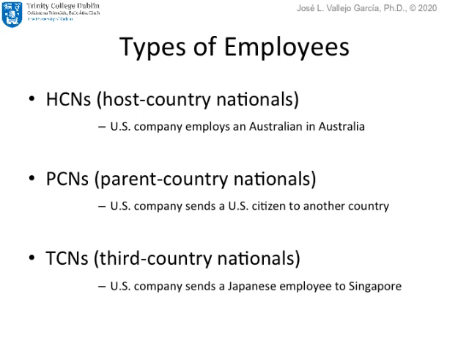The next one is parent country national. What is this? A US company sends a US citizen to another country for work. For example, an American working for an American company in Australia. So the host country is Australia, but the employee is a parent country national because he comes from the same nationality as the company, regardless of where this company is located. And a third country national, well, that's anybody else. A US company hiring a Japanese person for a Singapore plant.